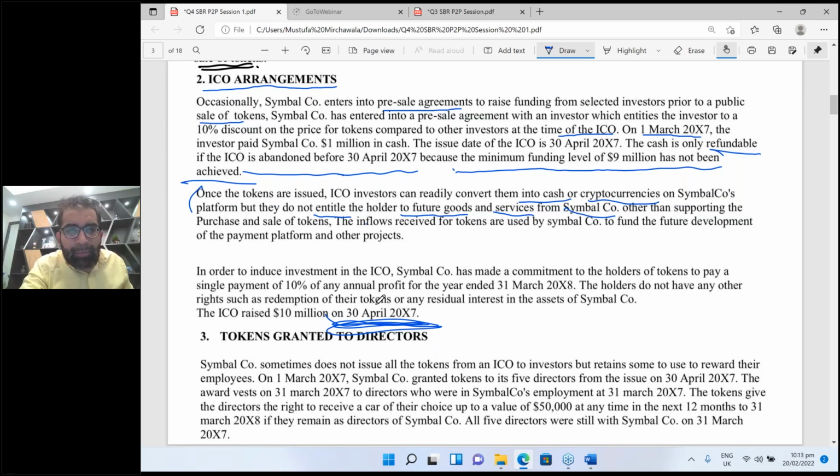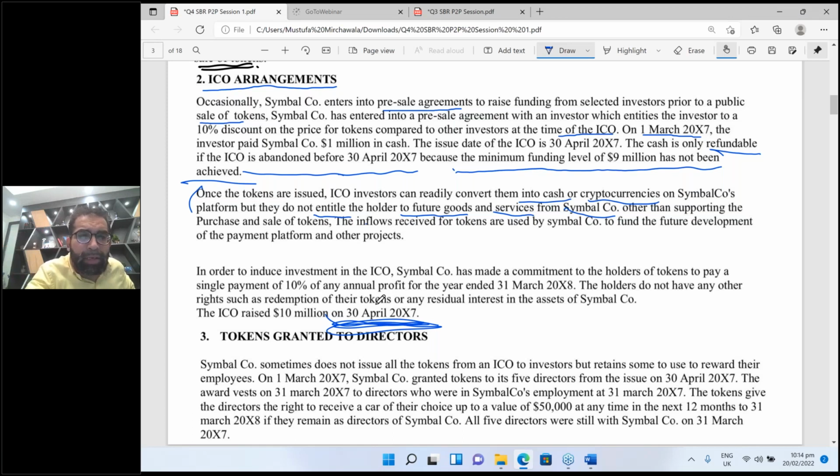Now the inflow received for tokens is used by symbol company to fund future development of the payment platform and other projects. Whatever money symbol company will receive from tokens, it will use to fund future development of the payment platform and other projects. But listen, symbol company has no obligation to do it, that's their own wish. This expenditure is their own wish, so there is no obligation at all.